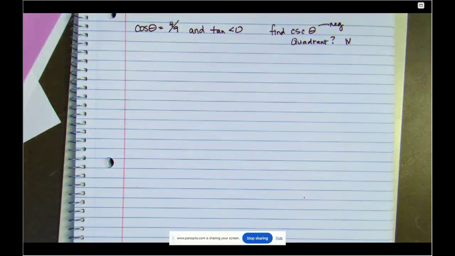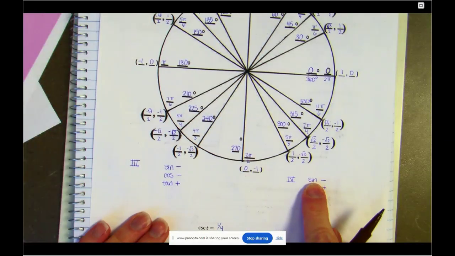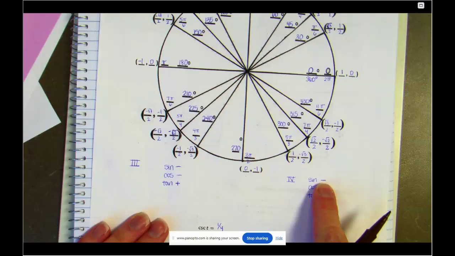Okay, so the cosecant should be negative. So now you don't have to worry about the quadrant at all. Okay, cosecant is negative. Let me just remind you why. Cosecant is the reciprocal of sine. Sine is negative. Therefore, cosecant is negative.